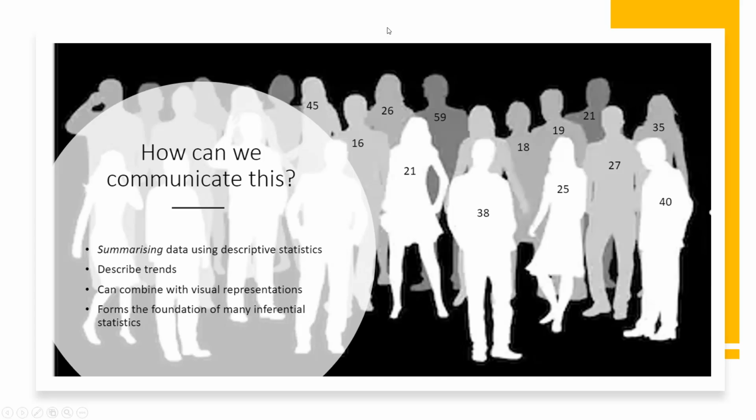So if we have this example, we have a sample of people, and for each of these people, we know their age. What we want to be able to do is to summarize that information. We could perhaps combine it with graphs, those sorts of things, so that we can communicate it to someone else without them having to look at every single person's age in our sample and try and draw their own conclusions.